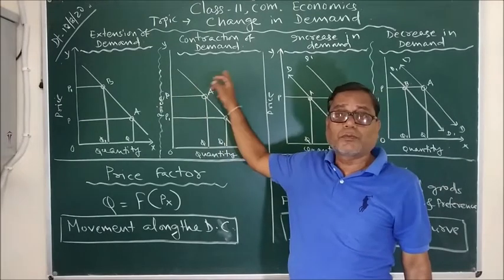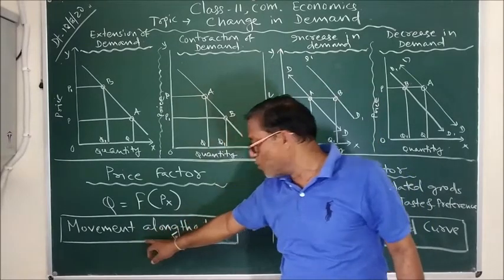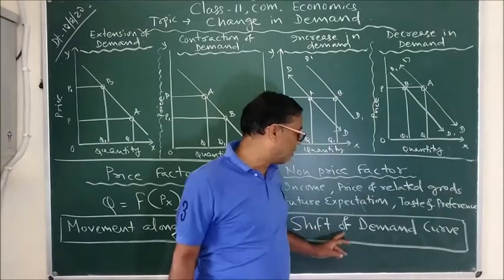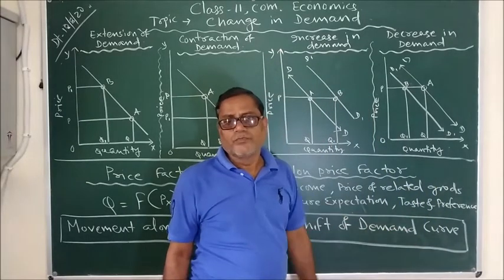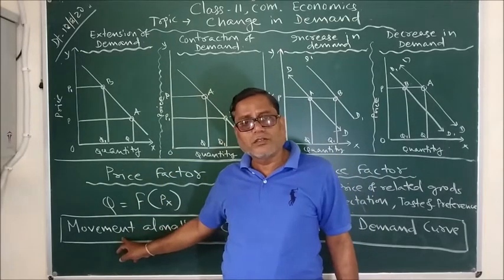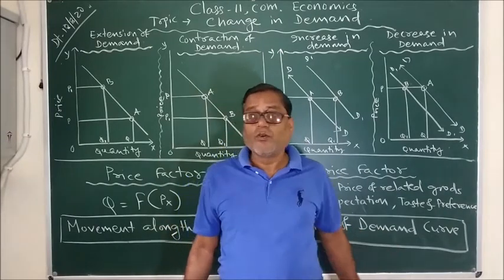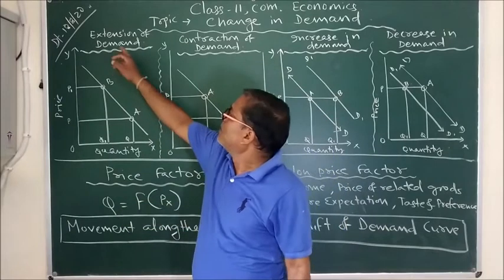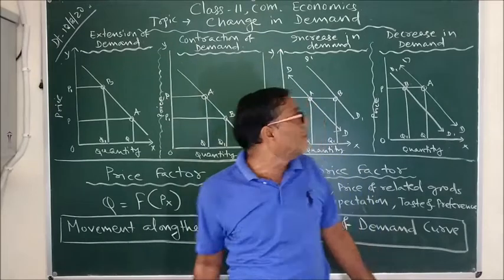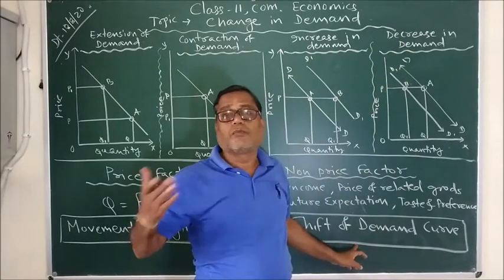There are two types of changes in demand. One is peculiarly known as movement along the demand curve, and the other is known as shift of demand curve. So you need to understand what is movement along the demand curve and what is shift of demand curve. But in other words, we say extension or contraction of demand, that is movement along the demand curve, and increase or decrease in demand, that is shift of demand curve.